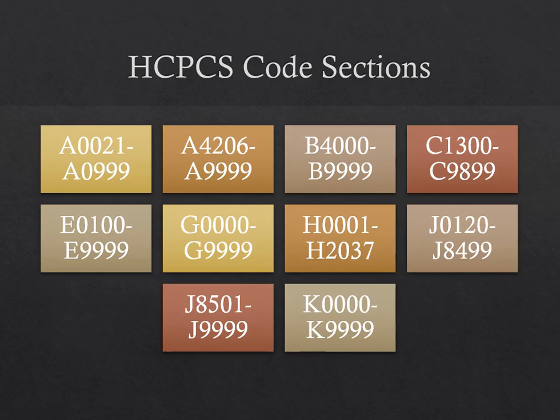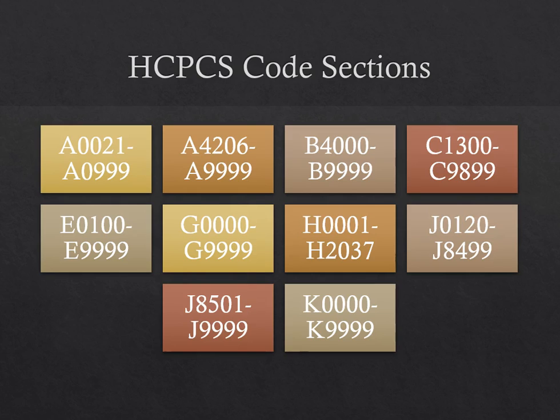Then we have codes E0100 through E9999. This is our DME, and by now you know that this is the durable medical equipment. So this is the DME section of codes.